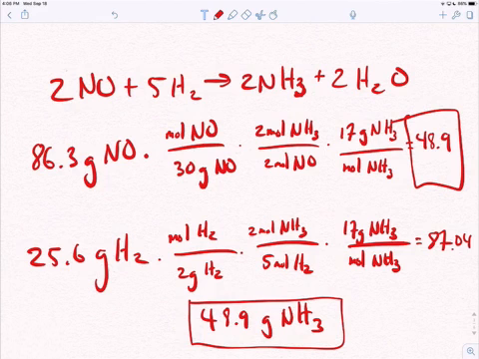Okay, so recap for this one. We have this equation, these starting materials, and we have to figure out what the limiting reagent is and what the theoretical yield is. So we convert both to moles, then we look at the balanced equation, get the stoichiometric ratios, and then we convert back to grams of ammonia. We find out that nitrogen monoxide is the limiting reagent because that's the lowest amount, and we can get, with this equation, 48.9 grams of ammonia. So, questions with this? Yeah.